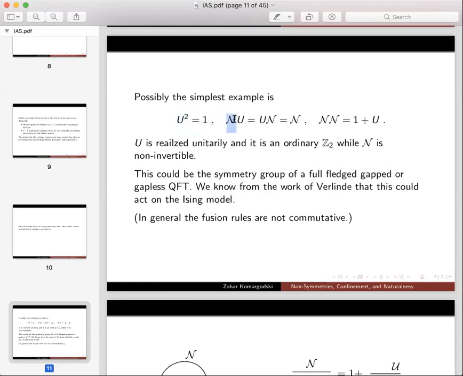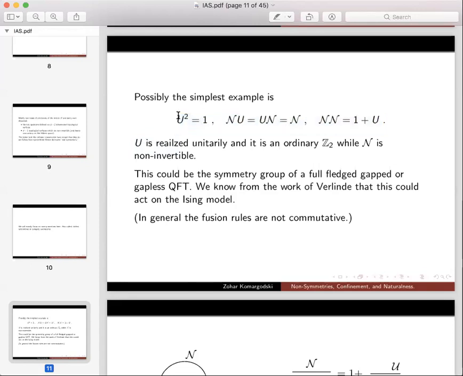And then there is a more interesting element, which is denoted here by curly N. It's commutative, and that's one thing that's non-generic; that's why this is the simplest example. But N with U, they are commutative, and they give rise to N. The most important equation is what happens when you take N with itself. Then you get 1 plus U. And this is the algebra. Well, I say the algebra, it should be called mathematically a fusion category, but I'll just say the algebra, abusing the terminology a little bit.